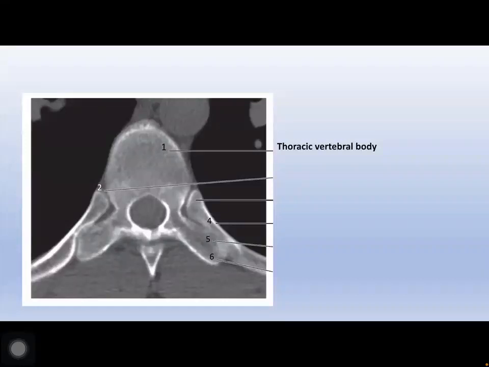Costovertebral joint, the right costovertebral joint.